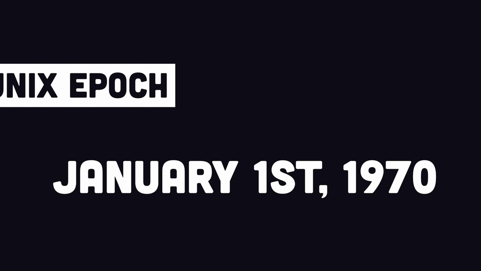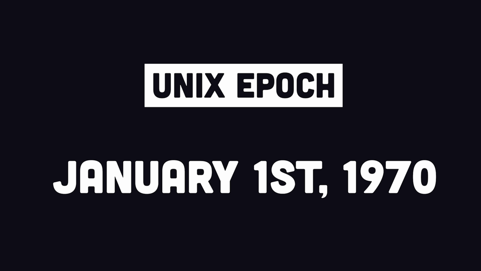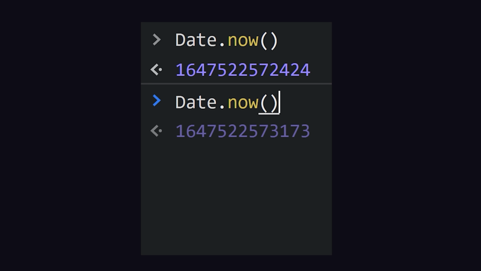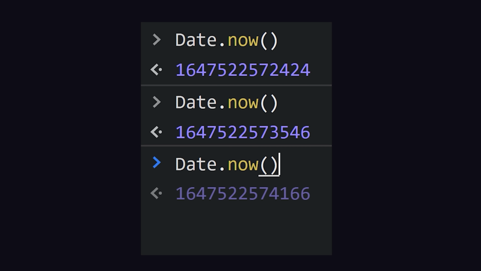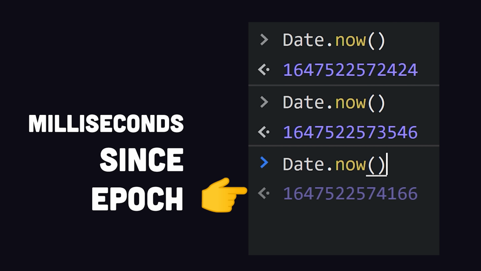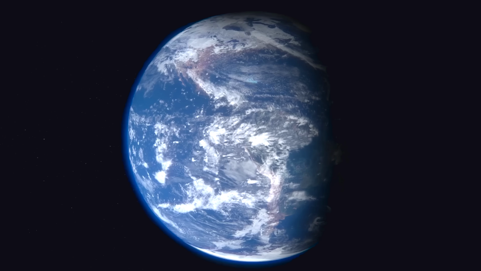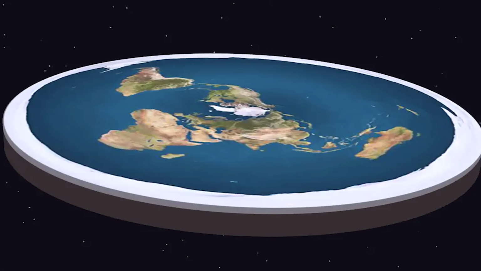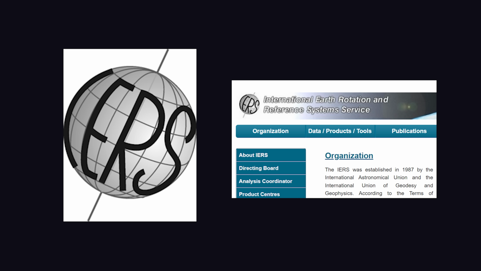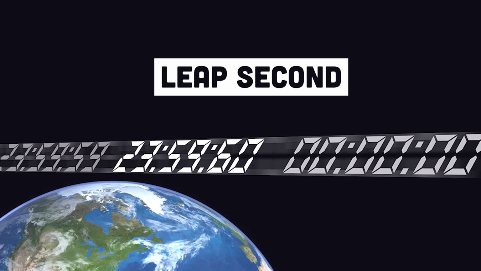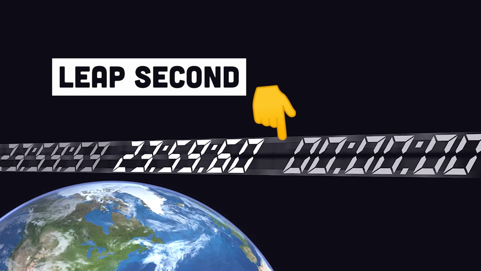Time began on January 1st, 1970 with the Unix epoch. At any moment, we can get the number of milliseconds elapsed from this date on any computer using a method like Date.now. This is called incremental time, but one problem is that the Earth doesn't rotate evenly because it's actually flat, and the International Earth Rotation Service occasionally mandates a leap second, where an additional second is added to the last minute of the day.